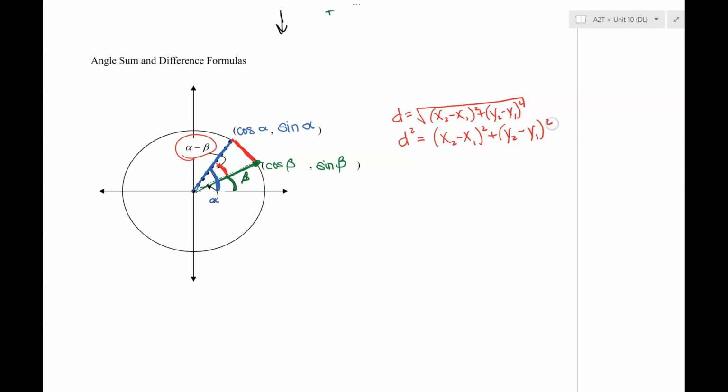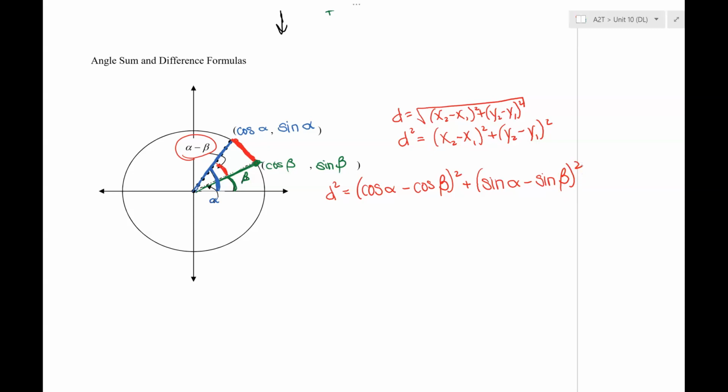And then it equals those differences squared and then summed together. Okay, so if we were to apply that to this point and this point, because we want to know the distance between them, we would say that d squared is equal to, well, let's say that alpha is our x sub 2, right? So then we would have cosine alpha minus cosine beta quantity squared plus sine alpha, because we're going to stay consistent, minus sine beta quantity squared.